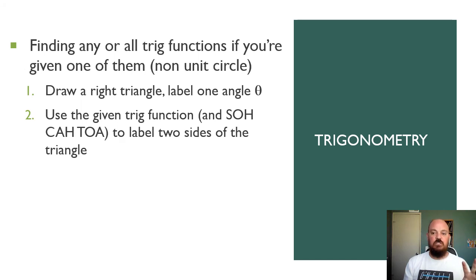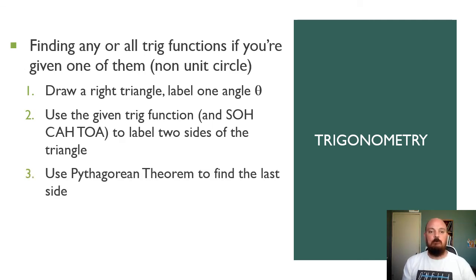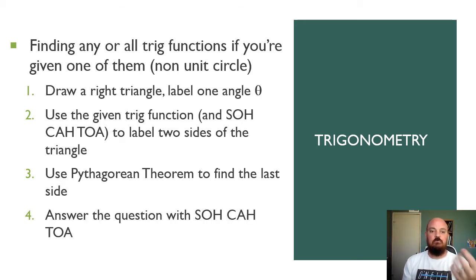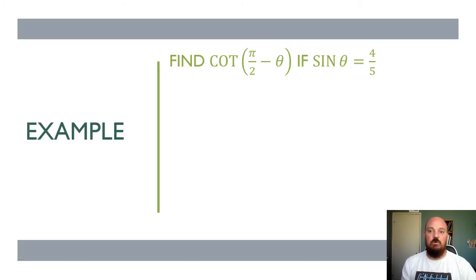Remember, every trig function is a ratio and represents 2 sides. If it's sine, it's opposite over hypotenuse. If it's cosine, it's adjacent over hypotenuse. If it's tangent, it's opposite over adjacent. Fill in those two sides on the triangle. Use the Pythagorean theorem to find the last one. And then answer the question. So let's try that out once. This will be it for today. This is our example for today.